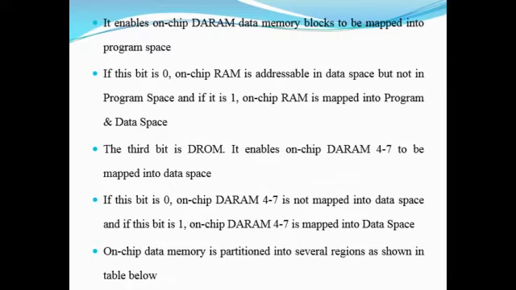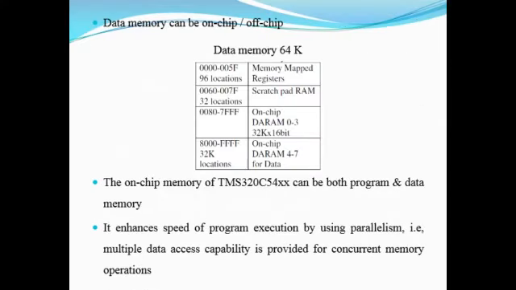So data memory can be on-chip and off-chip. Data memory of 64K, and these are the locations starting from 0000 to 005F, which is 96 locations. They are memory mapped registers. So these locations are assigned to memory mapped registers. Then the next locations, from 0060 to 007F, a total of 32 locations, are for scratch pad RAM.